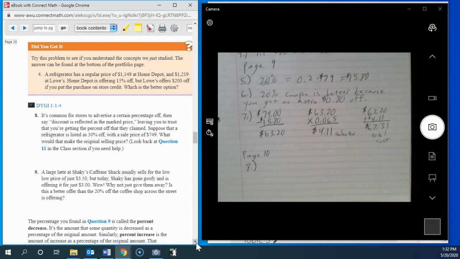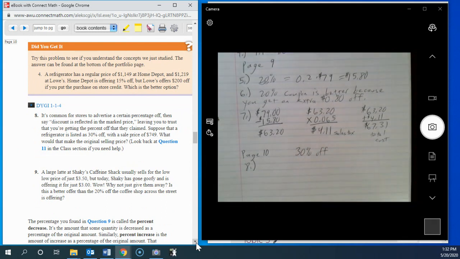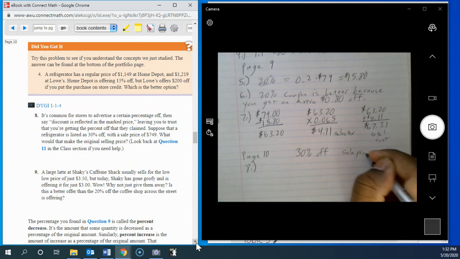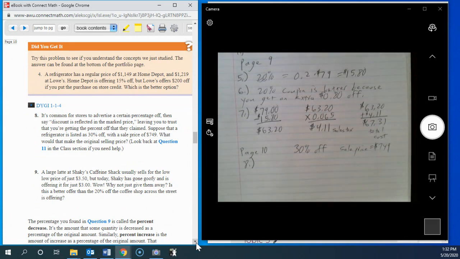Okay, so let's look at this. Now, I just want to write off to the side some of the things that we were looking at. You don't necessarily have to write this, but I write this myself. We have 30% off, and we have the sale price. The sale price is $749. So we have the 30% off and the sale price is $749. So now we need to find the original selling price.